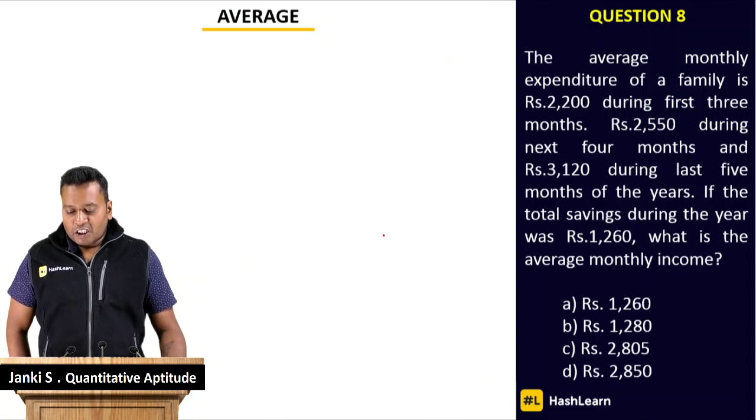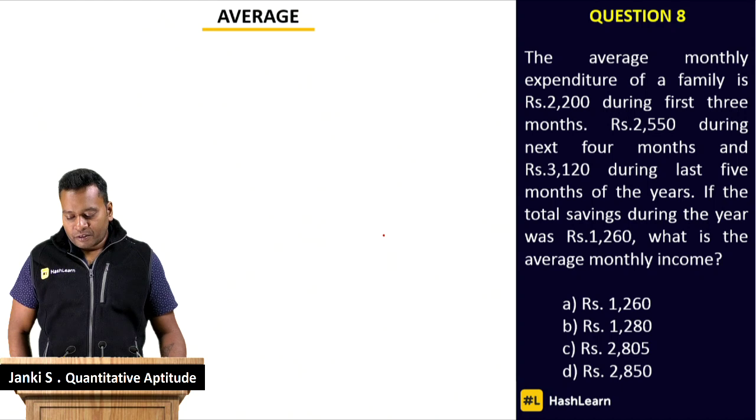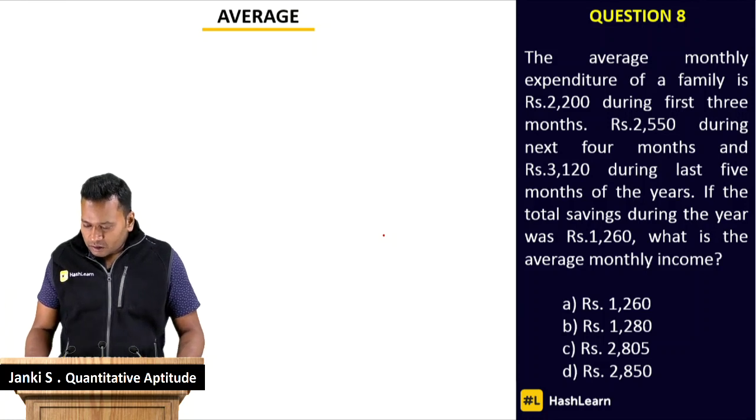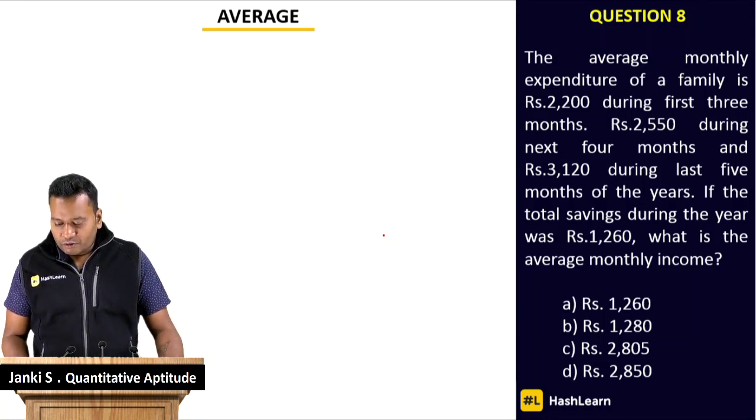The average monthly expenditure of a family is 2200. During the first 3 months, it's 2550. During the next 4 months, and during the next 4 months, and 3120. During the last 5 months, okay, just a second, there is something missing. The average monthly expenditure of a family is 2200. During first 3, sorry, my fault. So first 3 months is 2200.